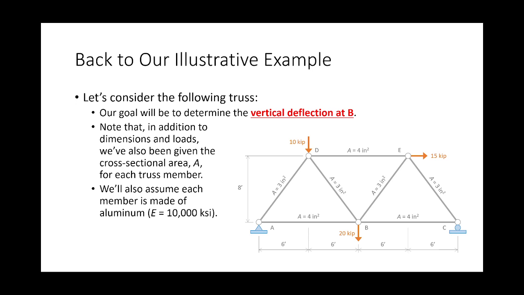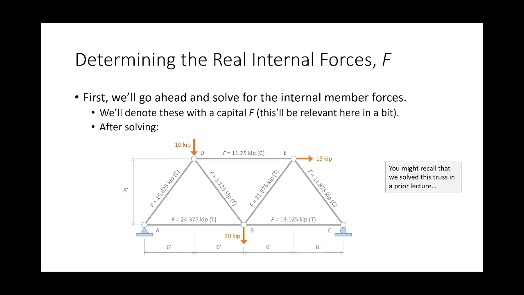So here, I've told you how big around each of the members are, and I've told you that each of the members are made out of aluminum. So we'll say that the Young's modulus E is 10,000 ksi. So the first thing that we do is we solve the truss. Typically, method of joints makes a little bit more sense here because we're solving the entire truss. You've got to solve the whole thing.